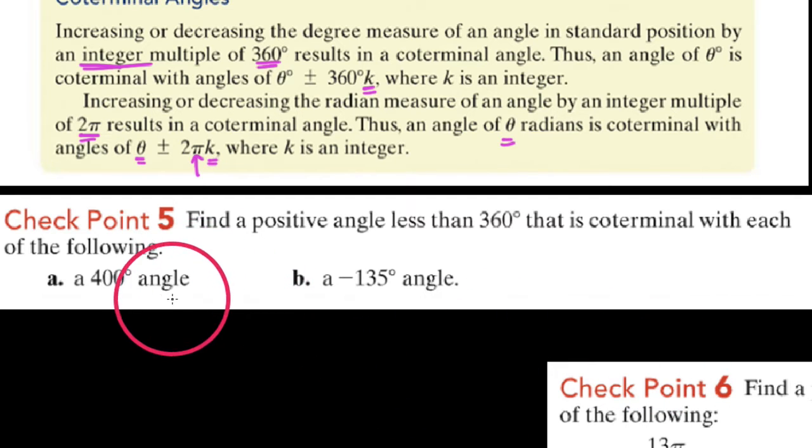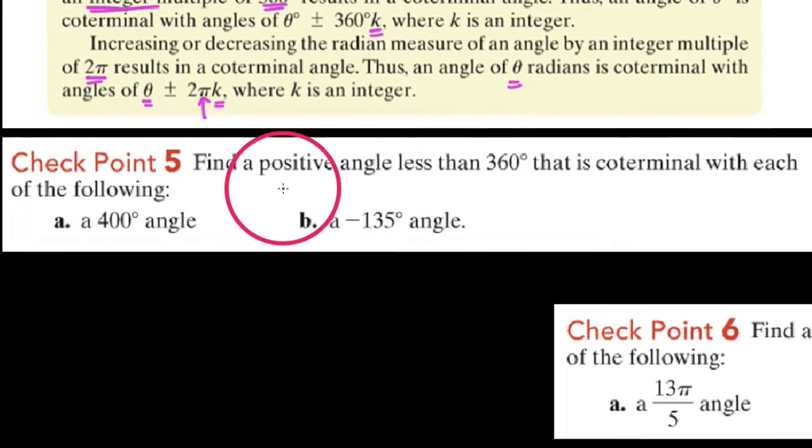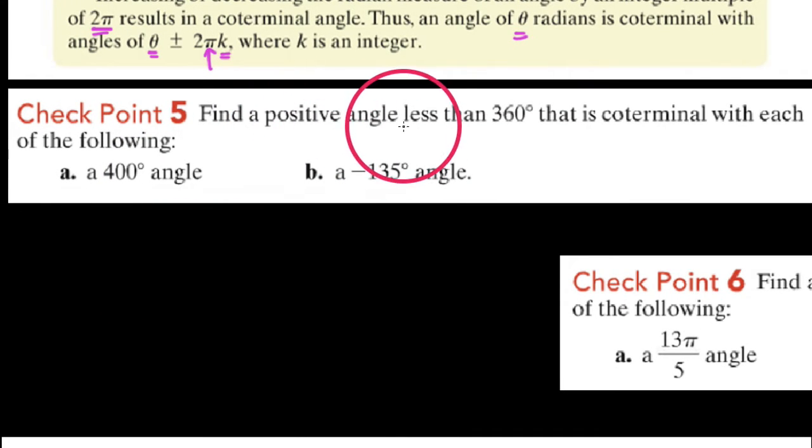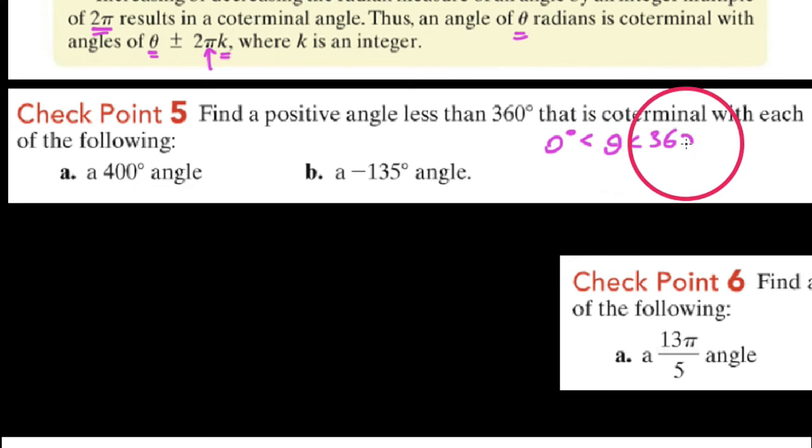Looking at this checkpoint 5, I've got a couple of angles, and it says to please find a positive angle that is less than 360 degrees that is coterminal with each of the following. If it's positive, it's greater than 0, but they also want it to be less than 360 degrees, so within one complete rotation, but it has to be coterminal with the original angle.